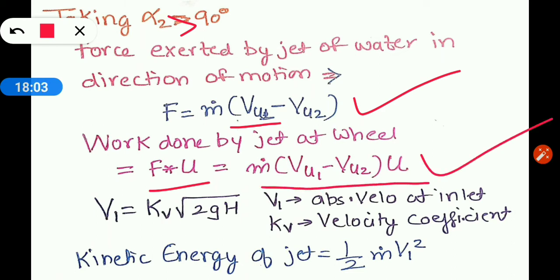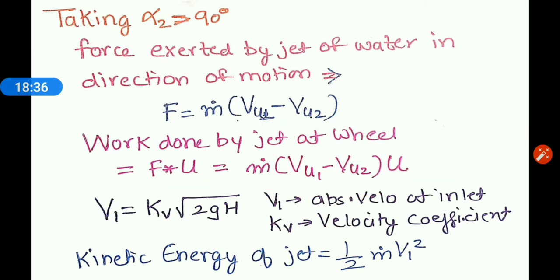Now what we would like to do is convert this. See, can we measure Vu1? We cannot measure it. Can we measure Vu2? No. Why can't we measure it? Because these are components of absolute velocity. We can measure blade velocity and absolute velocity, but we cannot measure Vu1 and Vu2. So we will convert this equation in terms of absolute velocity and blade velocity.